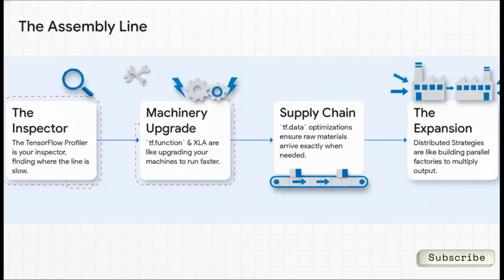So think about it like this. First, the TensorFlow profiler, that's your inspector walking the factory floor with a stopwatch, looking for slow workstations. Then you've got tf.function and XLA. That's like ripping out the old, clunky machines and installing brand new, super fast ones. Your tf.data optimizations, that's your supply chain. It's making sure the raw materials, your data, show up exactly when they're needed so the line never stalls. And distributed strategies? Well, that's like building a whole new identical factory right next door to double your production.